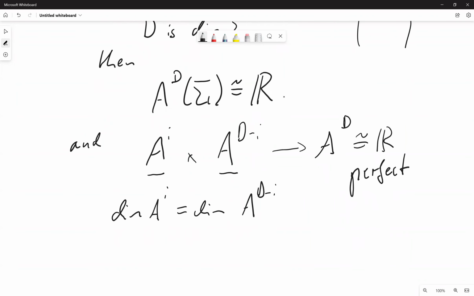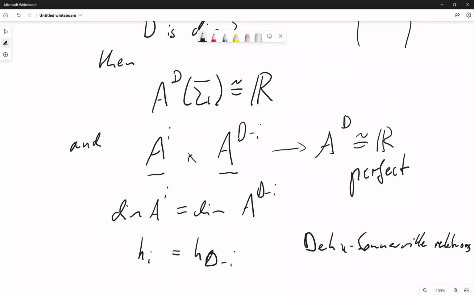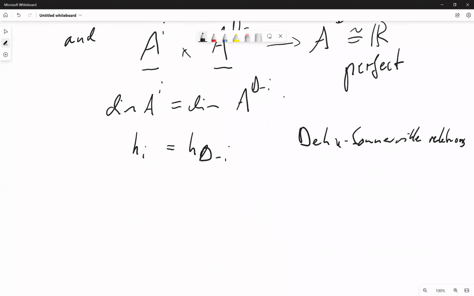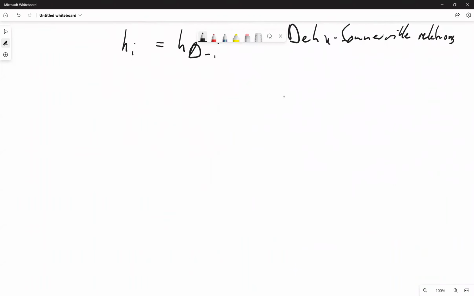Imran and Shaheen will explain to you that these h_i, which means that h_i equals h_{D-i}, are the Dehn-Sommerville relations. All good and nice.